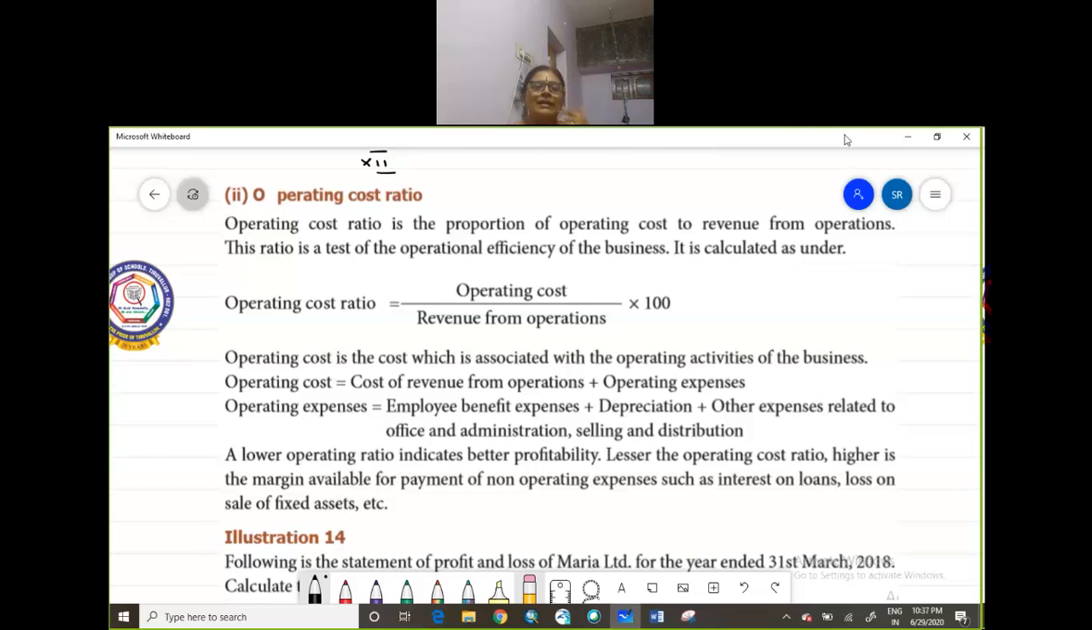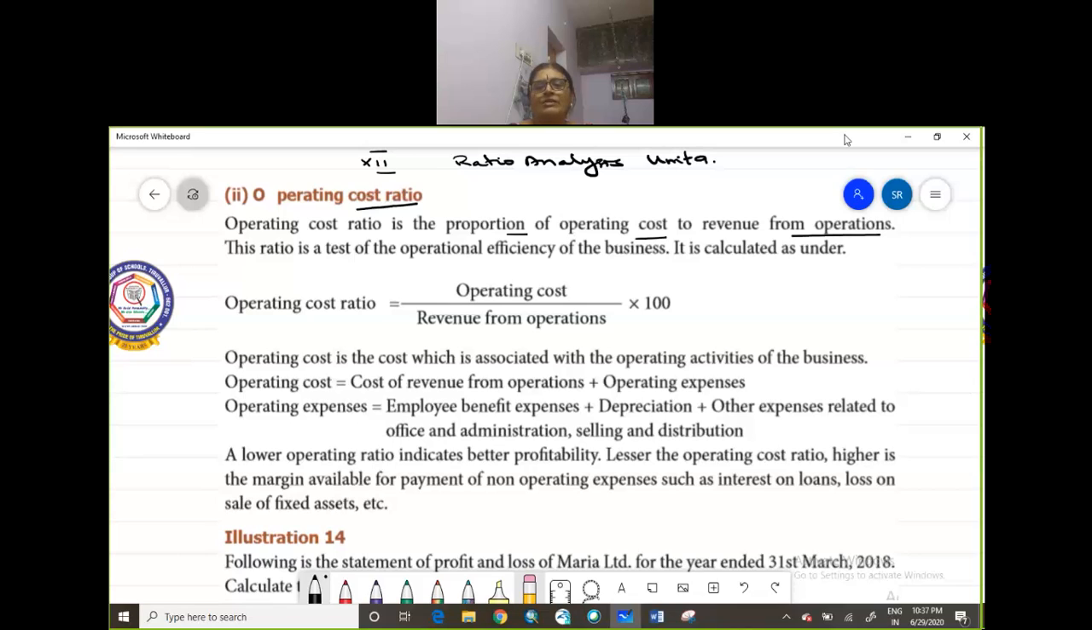Right? And we are also going to learn how we are going to calculate operating profit ratio. Right? Ratio analysis. Unit 9. Right? Now, operating cost ratio. Now, operating cost ratio is the proportion of operating cost to the revenue from operations. So, your operating cost in relation to revenue from operation. Revenue from operation is nothing but your sales. So, this ratio is a test of operational efficiency of the business.